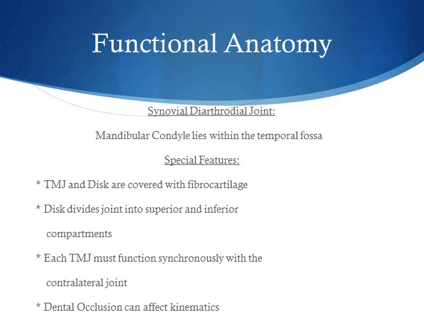The functional anatomy of the TMJ. The TMJ is a synovial diarthrodial joint. The mandibular condyle lies within the temporal fossa. Some special features of the TMJ are that the TMJ and disc are covered with fibrocartilage. The disc will divide the joint into a superior and inferior compartment. Each TMJ on the right and left must work together. Dental occlusion problems may affect the kinematics of the TMJ.